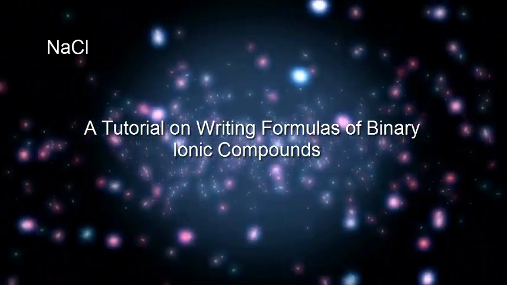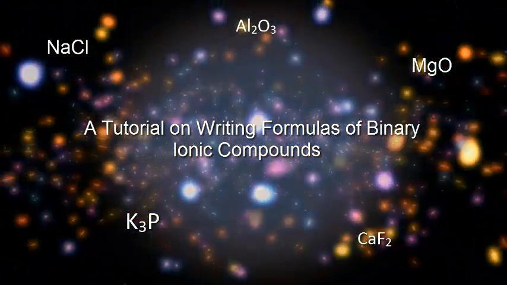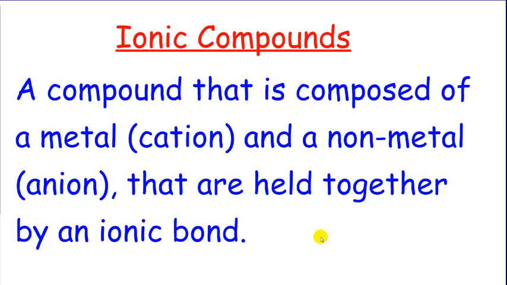Tutorial on writing formulas of binary ionic compounds. In order to understand how to write chemical formulas for ionic compounds, you have to have a good understanding of two things first. The first thing is what an ionic compound is, and this is just a general working definition. It's a compound that is composed of a metal and a nonmetal that are held together by an ionic bond.